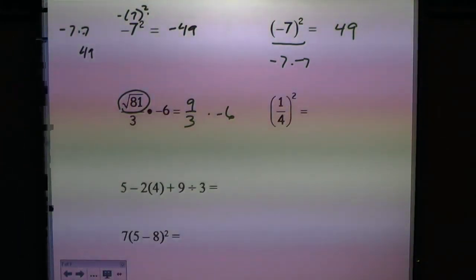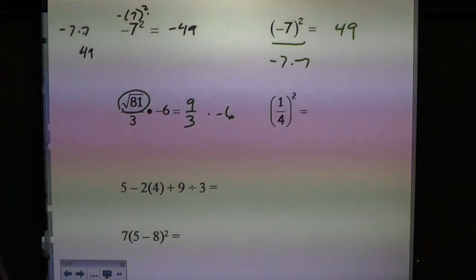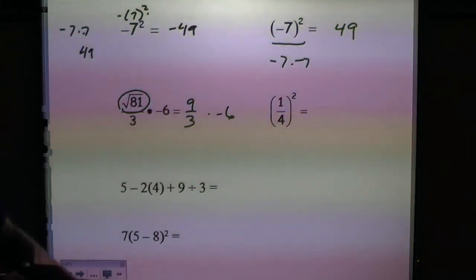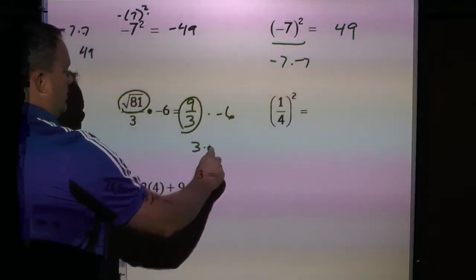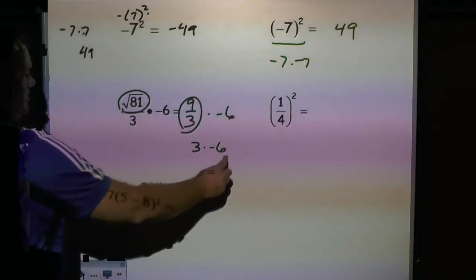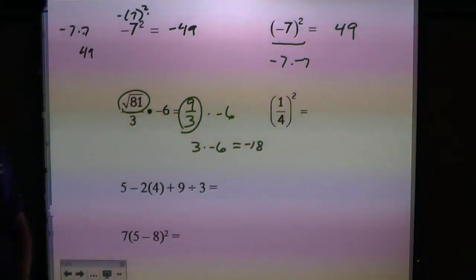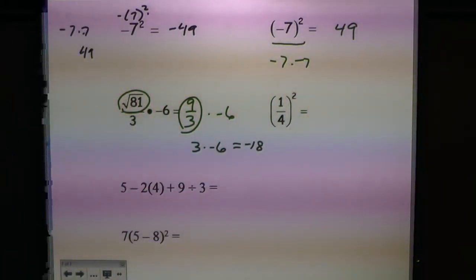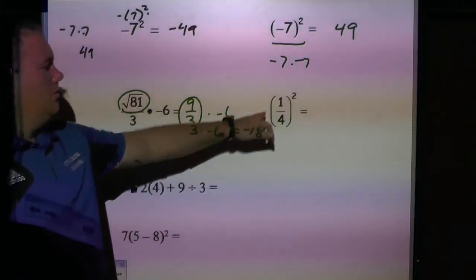So, now, we move on. We have division, we have multiplication. Well, we have to do division first because it's farther to the left. We work from left to right. 9 divided by 3 is 3. So 3 times -6, different signs. When you multiply, you get a negative number. It's -18.